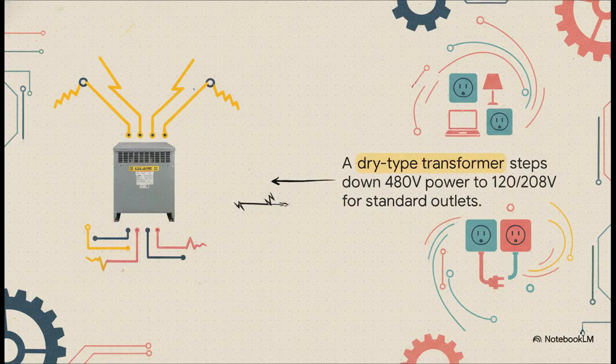But wait a minute. What about plugging in a computer or a desk lamp? You can't just plug that into a 480 volt circuit. That's where this piece of equipment comes in. Large buildings use these transformers to step down the high voltage power right where it's needed. It takes that super efficient 480-volt supply and safely converts it down to the familiar 120/208 volts for your everyday wall outlets and standard office equipment. So you really get the best of both worlds: high voltage efficiency for all the big stuff and low voltage convenience for all the small stuff.